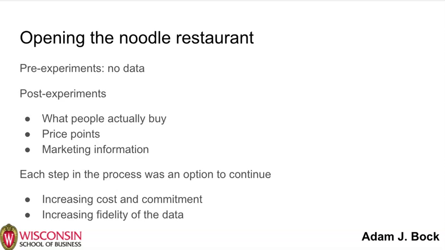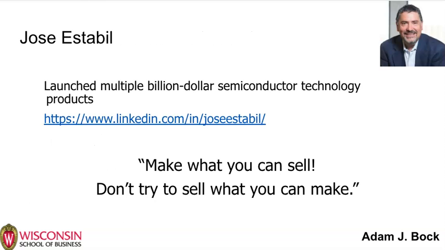So each step in the process was an option to continue, right? If you'd done the trends analysis because your heart was set on soba and you realized that's not going to work, you could have stopped right there. When you did the interviews, if 24 of the 25 students said they'd never go to that kind of restaurant, it was another time for you to say maybe this isn't going to work. But if 20 out of the 25 said yes, we actually make noodles at home, but it would be so much better to get them done properly in a restaurant, that's another opportunity to continue. Each step in this process increases your cost and your commitment, but it also increases the fidelity of the data you're getting, how much closer you are to real data that would work for a restaurant.